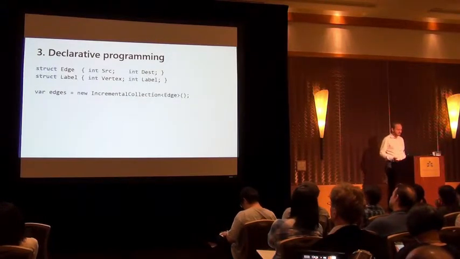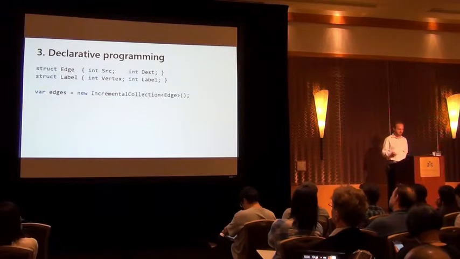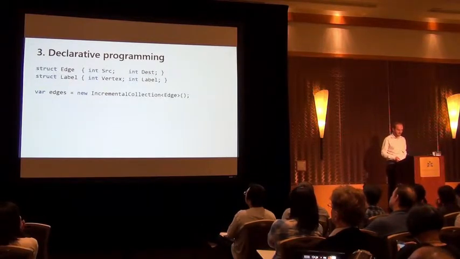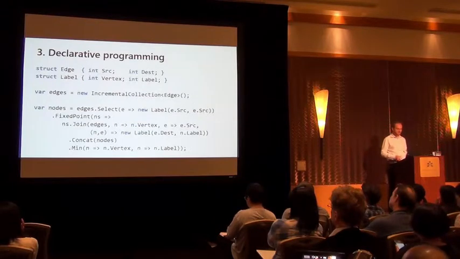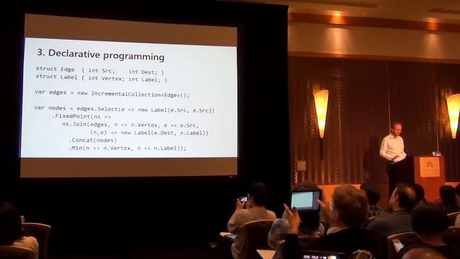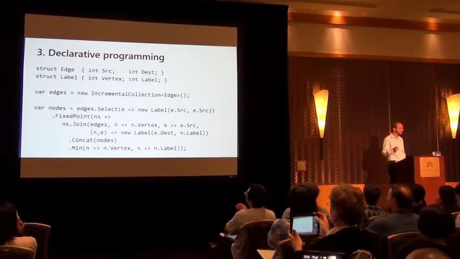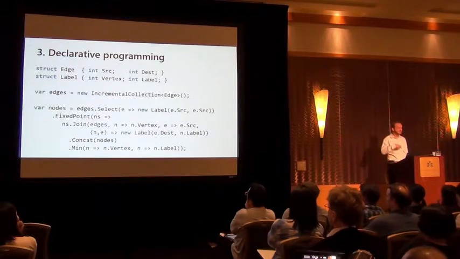All Naiad programs are defined in terms of incremental collections. These are typed collections of records that allow the programmer to supply records incrementally using an observer pattern. And now here's how you might write a graph algorithm in Naiad. The particular details of this algorithm aren't important. In fact, what it's doing is computing the weakly connected components of a symmetric graph using the HashMin algorithm that was just described in the last talk.